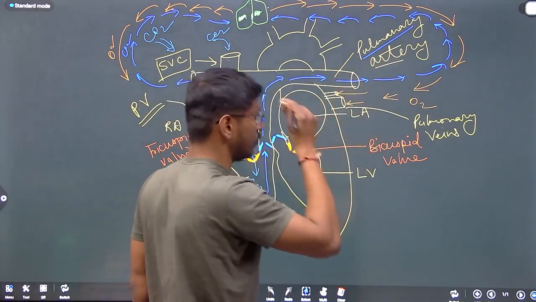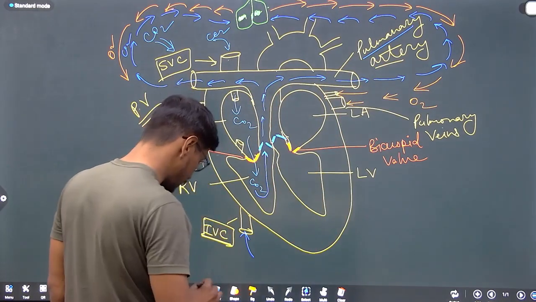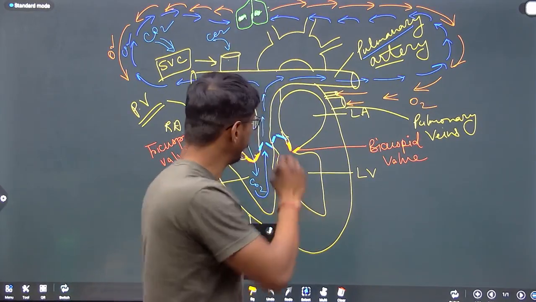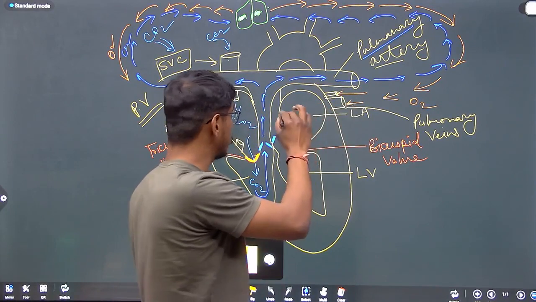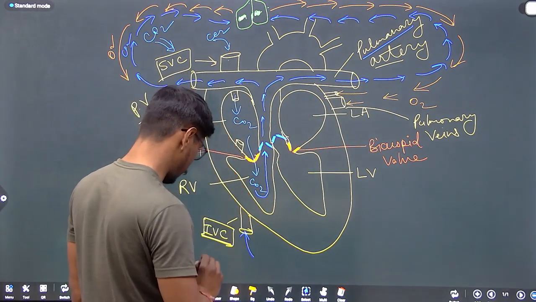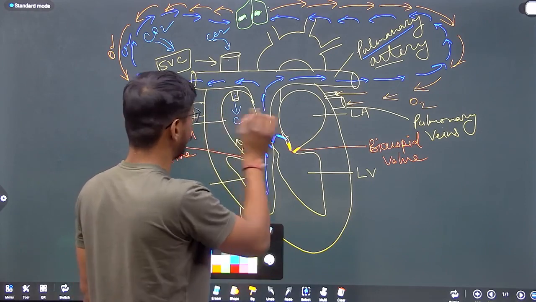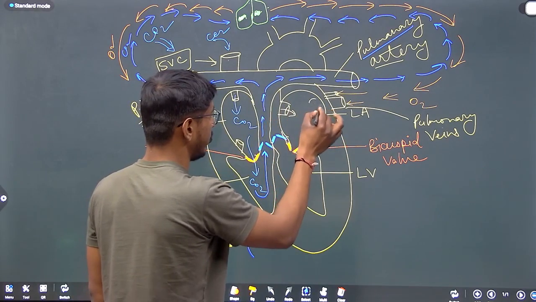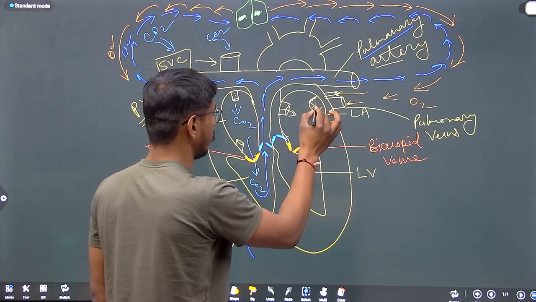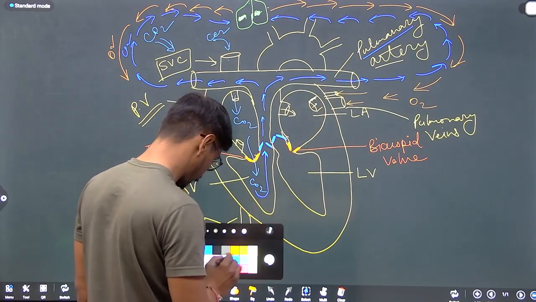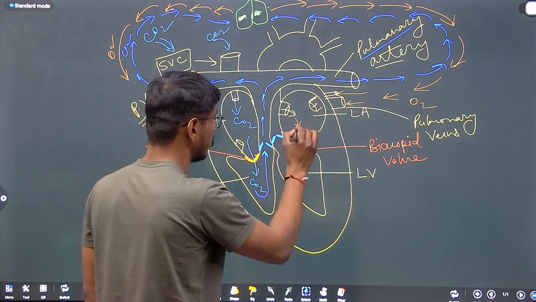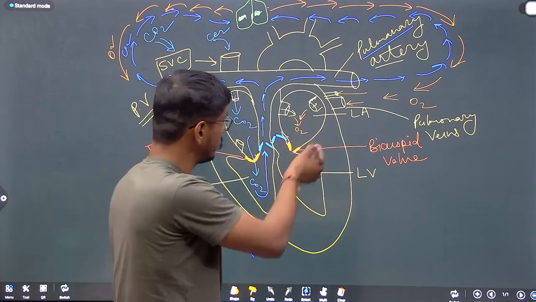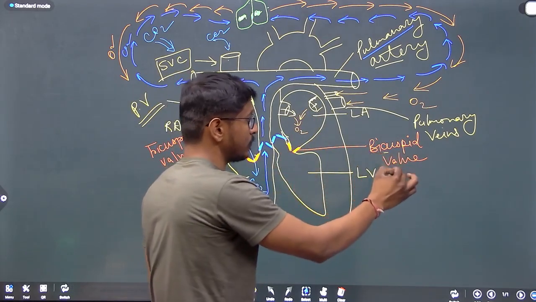So O2 containing blood has reached the heart, and where will it reach? It will reach the left atrium. One tube is coming from here and opening something like here, and these two tubes are opening here, and they contain blood which has oxygen in it. Here also we have a certain valve, which is the bicuspid valve.